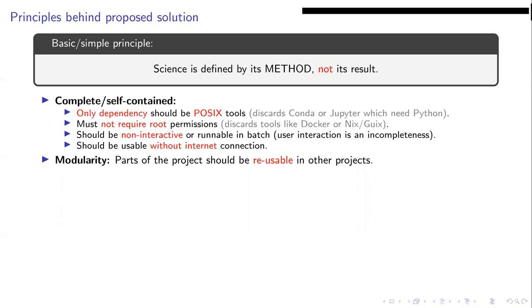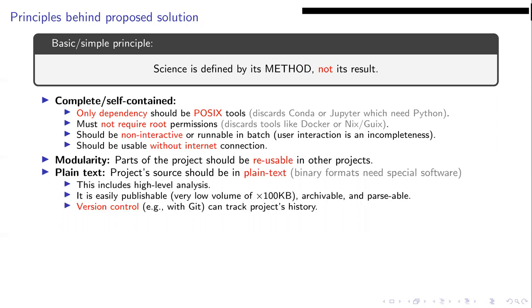It should be modular, so parts of the project can be easily reusable in other projects. It should be plain text. And this is a really important thing that many solutions today, like Conda and many Jupyter users, unfortunately, are ignoring. For example, they keep images or binary parts inside the Jupyter notebook. But the source should be plain text, no binary format, because binary means special software. And plain text, in ASCII or UTF-8, for example, is really the only thing that will stay in the next 10 years.